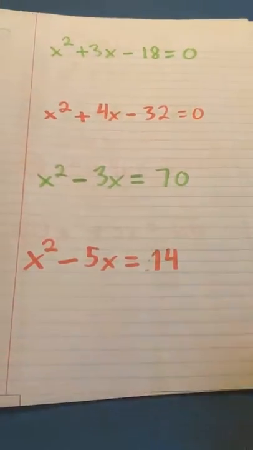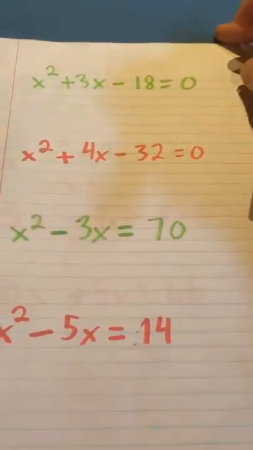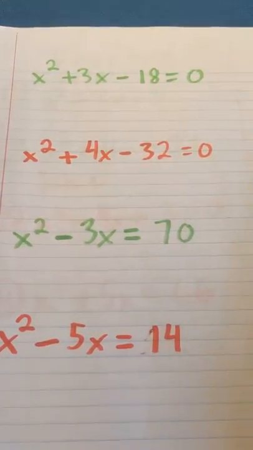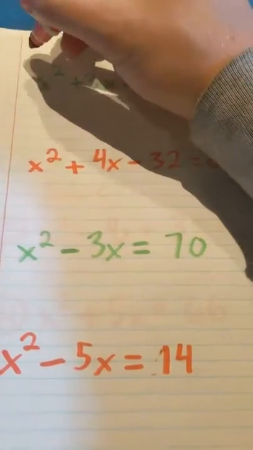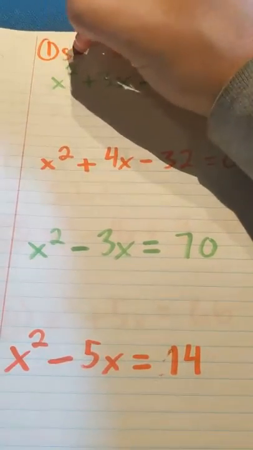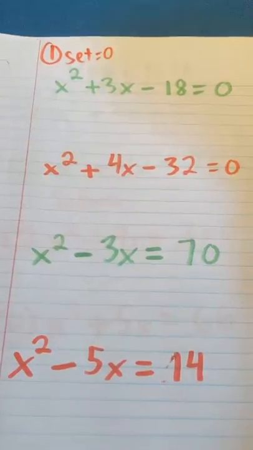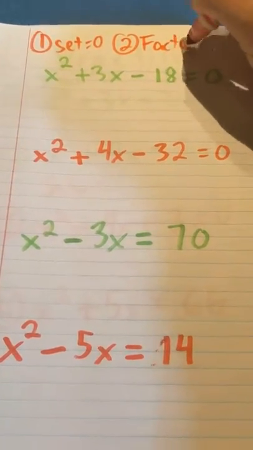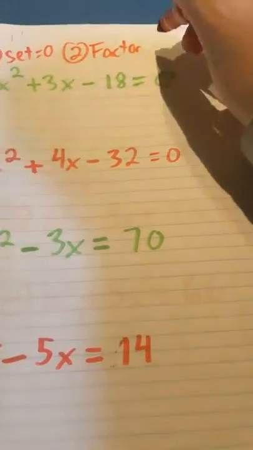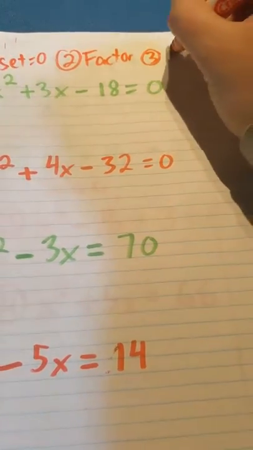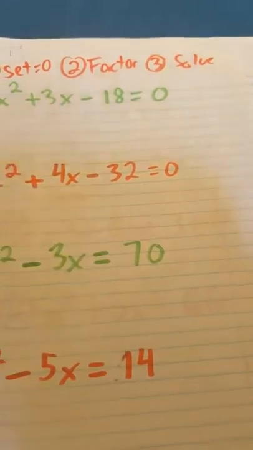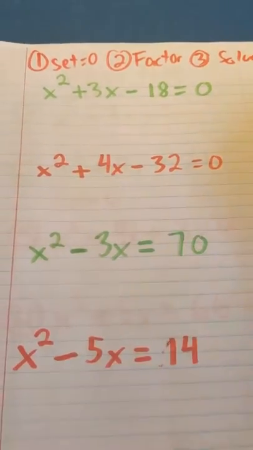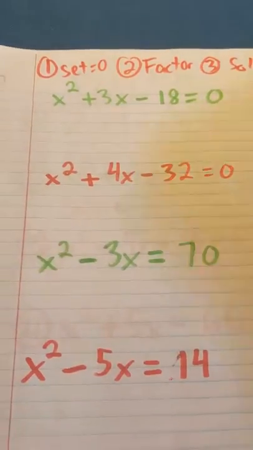All right, next page. These are a little different. Now we're solving them. To solve them, we have to make sure we have our 3 steps. Our first step, if you remember, is set equal to 0. Our second step is factor. And our third step is solve, and it's solve each one of them for 0. On this one, it's already set equal to 0.